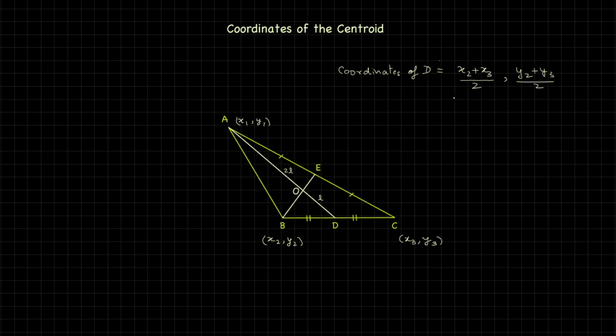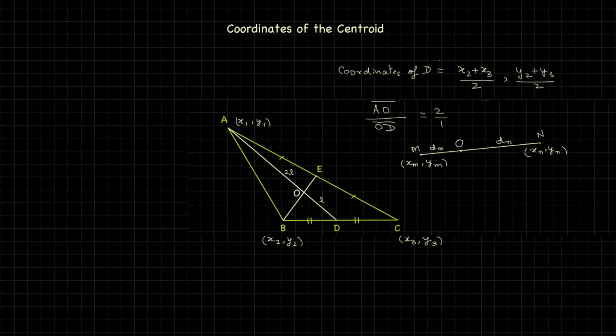Now to find the coordinates of O, we are going to use the coordinates of D. Point O is dividing the line AD in the ratio 2:1. In general, if you have a line segment MN and a point O that divides that segment in the ratio dm to dn, how do we find the coordinates of O? Similar to the midpoint, the coordinates of O in this case are a weighted sum of the coordinates of M and N. But what are the weights in that case?